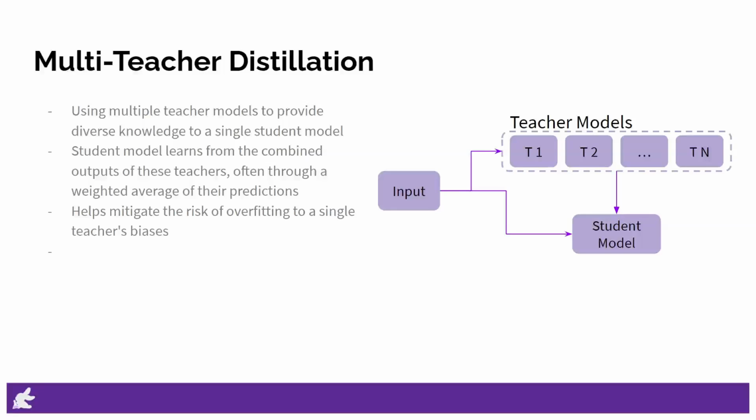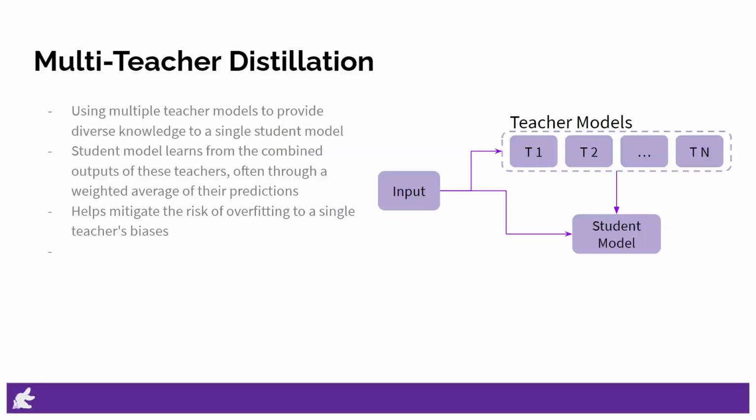Multi-teacher distillation involves using multiple teacher models to provide diverse knowledge to a single student model. This method capitalizes on the strengths of different teacher models, allowing the student to learn from a broader range of perspectives. In this approach, each teacher model may be trained on the same or different data or may utilize different architectures. The student model learns from the combined outputs of these teachers, often through a weighted average of their predictions.